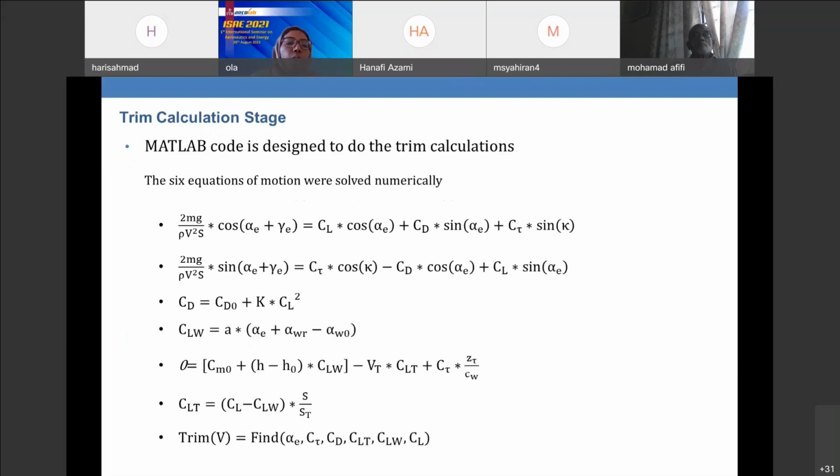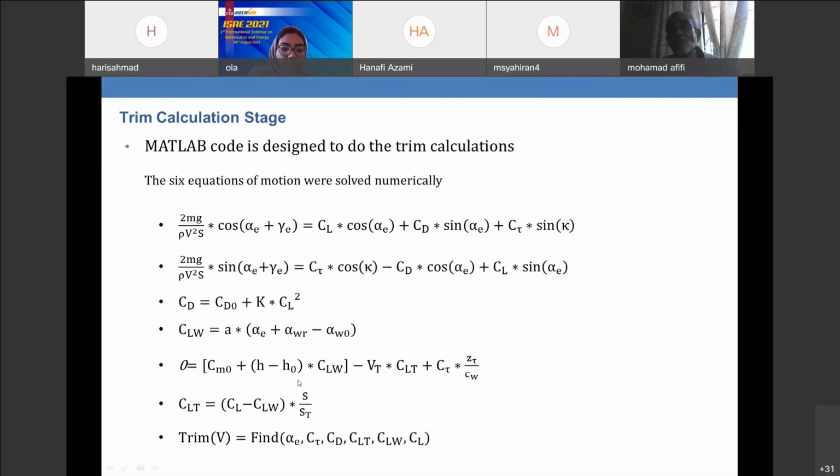The third step was the trim calculation stage. We designed a MATLAB code to do the trim calculation. As we see, we have here 6 equations. We solve them numerically using MATLAB. The first equation is the normal force. The second is the axial force. Then the drag equation, the lift coefficient for the wing, the pitching moment around the center of gravity, and lastly, the lift coefficient for the tail.